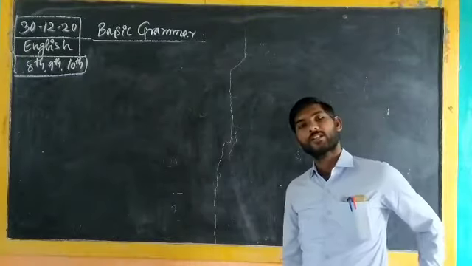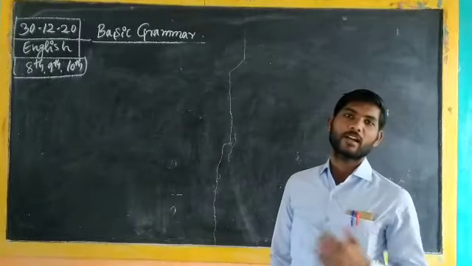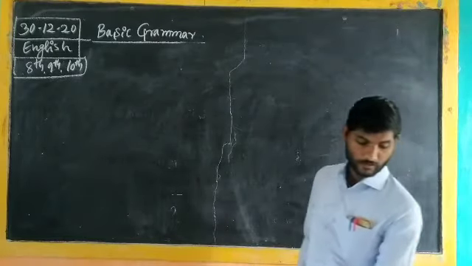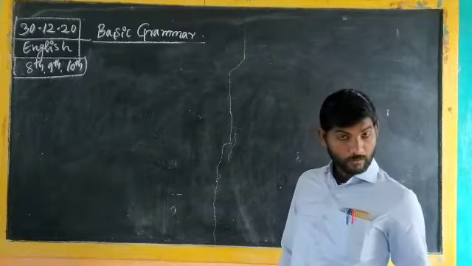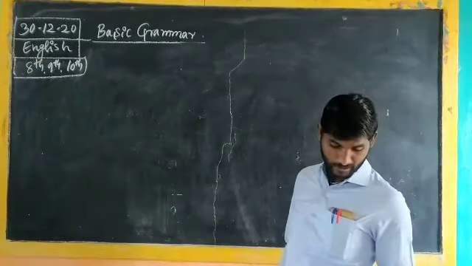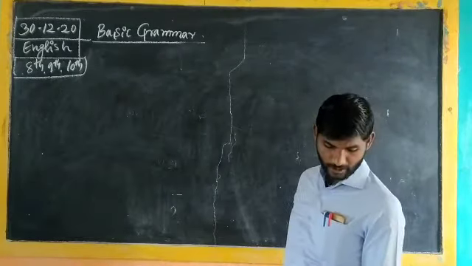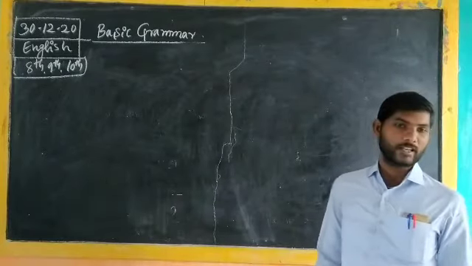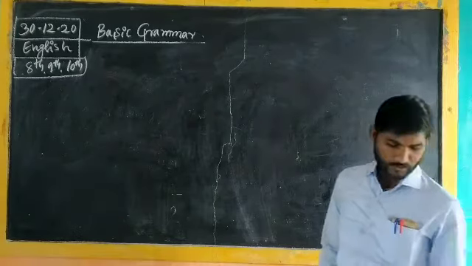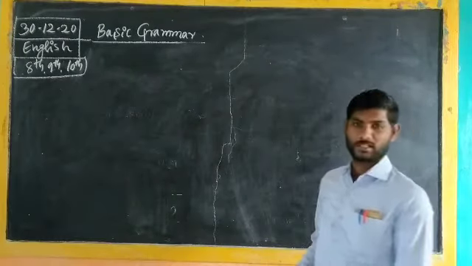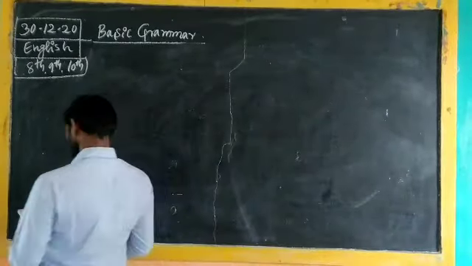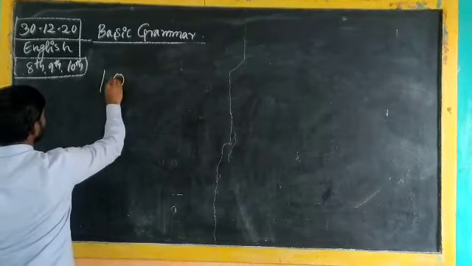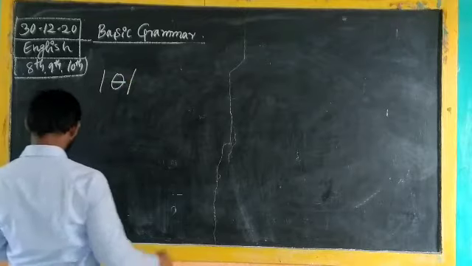Good morning, dear students. In the previous class, we already started the basic grammar class. In that, we already completed 12 vowels and 8 diphthongs. Now we are in the consonants. There are 24 consonants. Of those 24 consonants, we have already completed 6. The seventh one is like this shape.